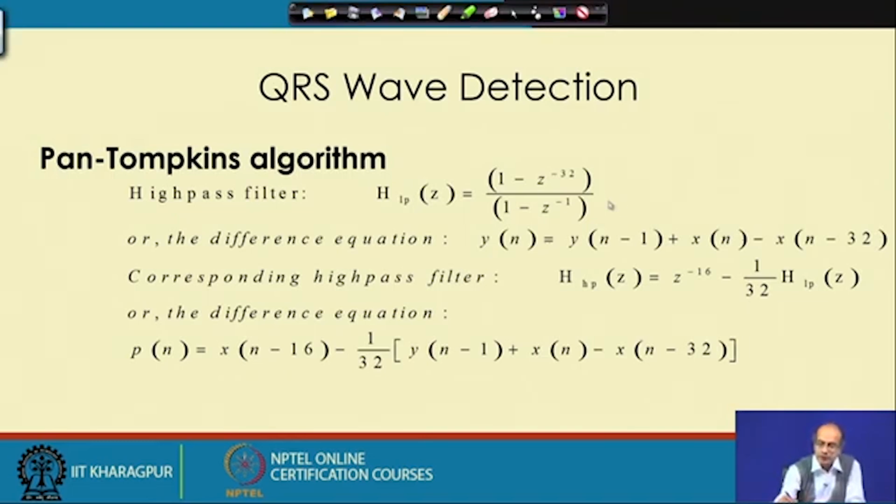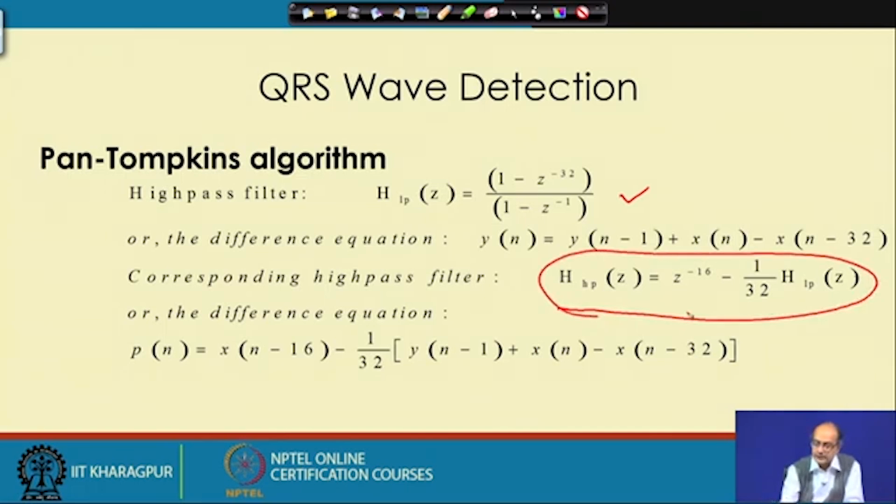Okay. So, this is the low pass filter, and the corresponding difference equation is given. Again you note that all the coefficients are 1. So, no multiplication is required, only addition is required for that. And the corresponding high pass filter is actually derived from this low pass filter.